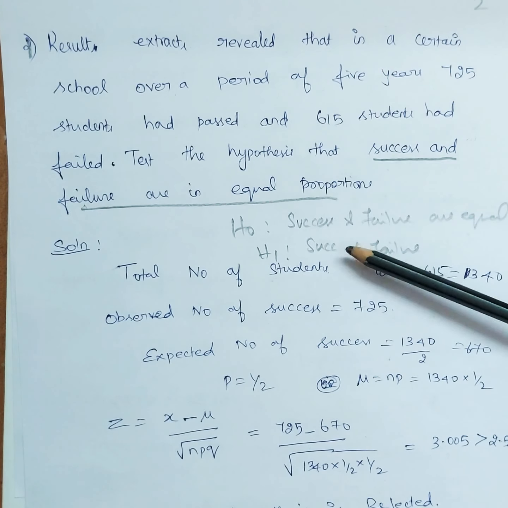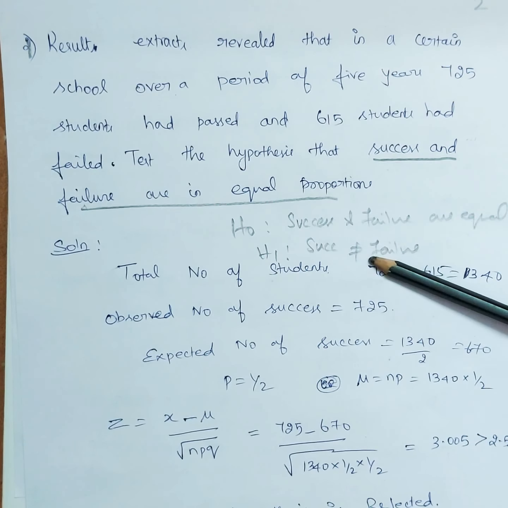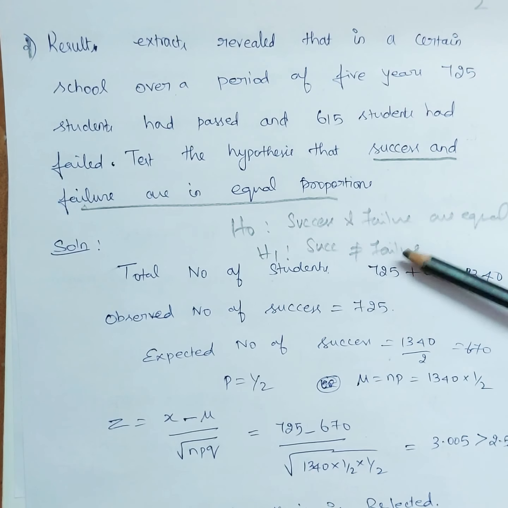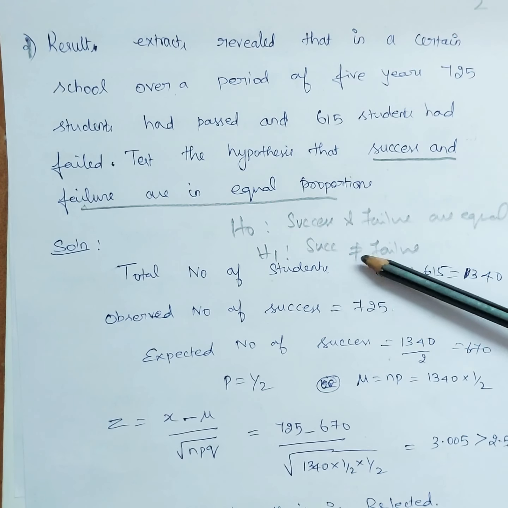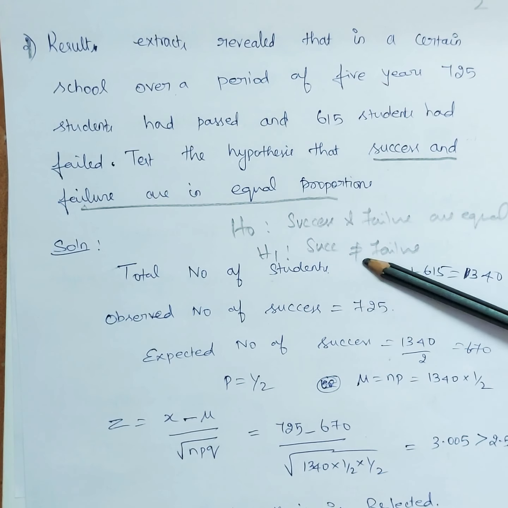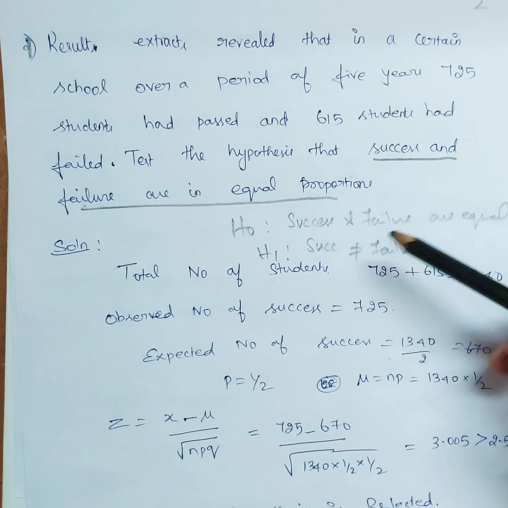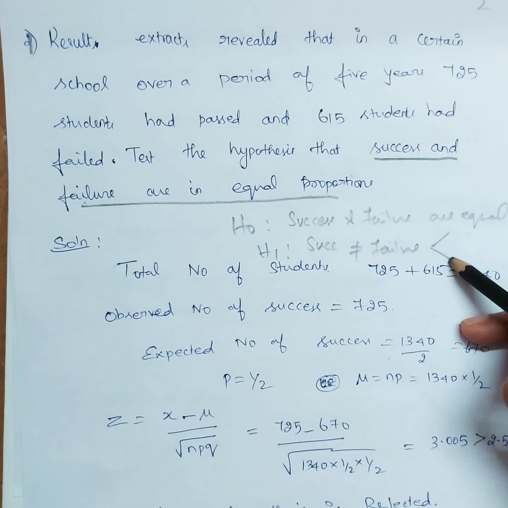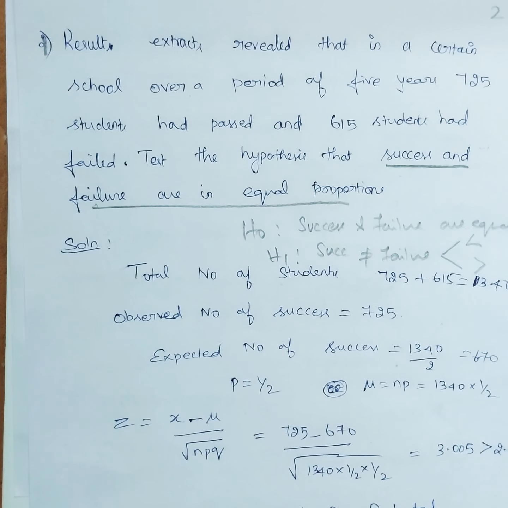So here we have two cases, correct? If success is less than failure, this means the same. If success is greater than failure, it is also not equal. So this not-equal is splitting into two: one is less than, one is greater than. That is why we use a two-tail test.